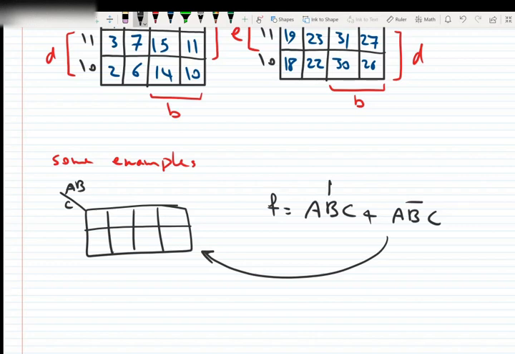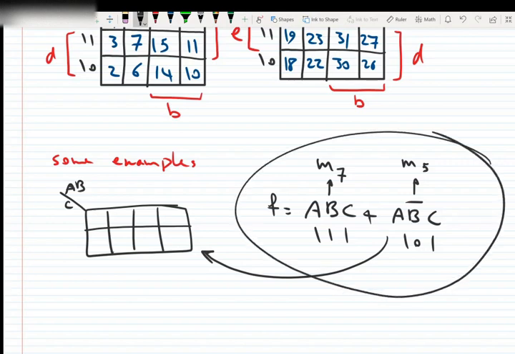We see that this one is min term number 7, which is 1 1 1, and this one is min term number 5. Now if we want to show this function in the K map, we say min term number 7 is 1, which is here, min term number 5 is 1, which is here, and the other cells are 0. That's the way that we fill the table with ones and zeros.